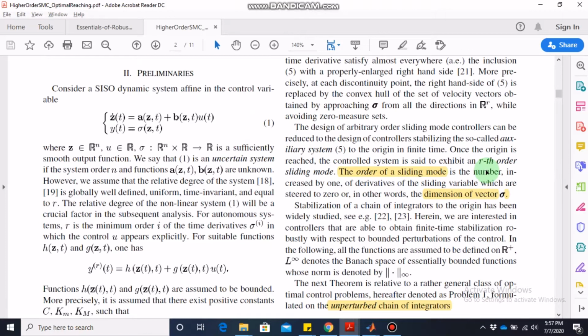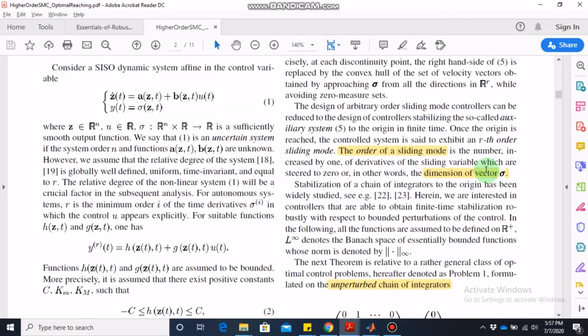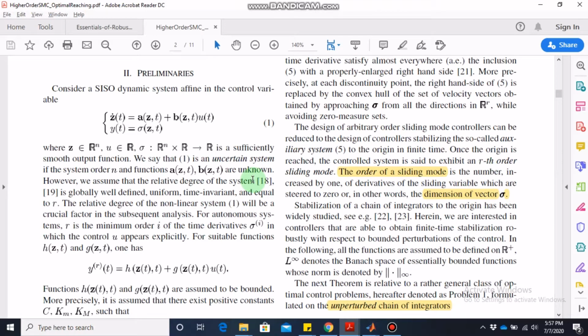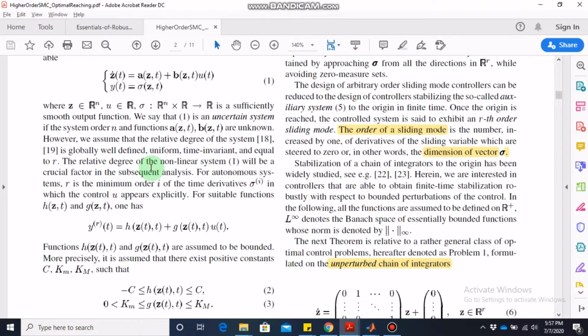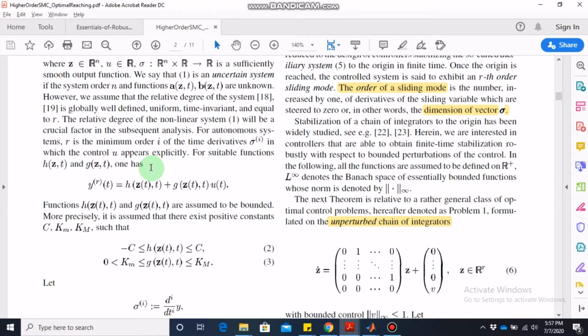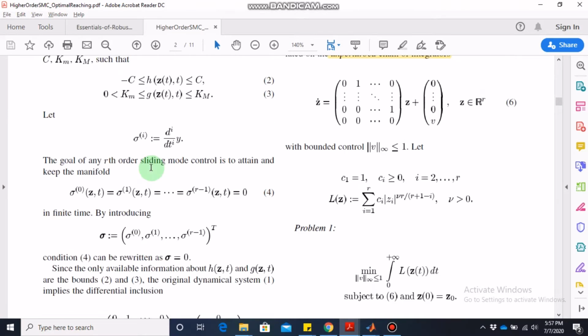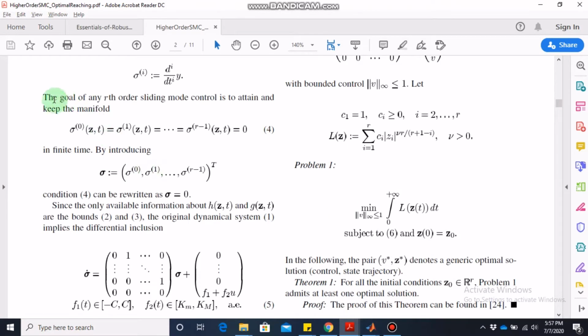So this paper starts with an introduction section, and then there is a mathematical preliminaries section where the authors provide an introduction about what it means for the sliding mode control to be higher order. So in short, the goal of higher order sliding mode control is to basically attain the manifold where the sliding surface, its first derivative, its second derivative, and its r minus 1 derivative all are 0 at the same time.